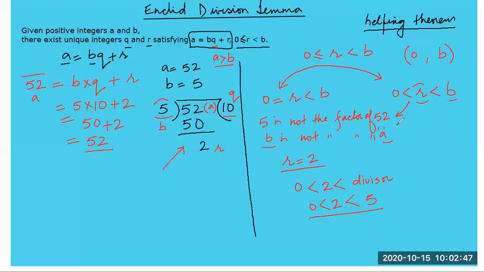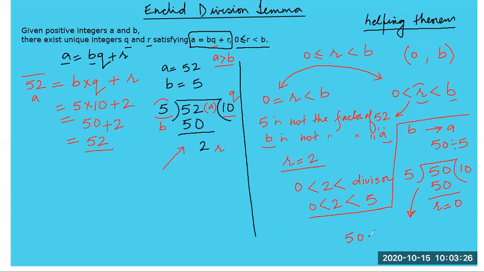Okay. The second case, students, is when b is a factor of a. We can take a simple example. We can divide 50 by 5. So I will put a inside, that is 50, and b outside, the divisor 5. I will simply get 5 tens are 50. Now in this case, what is the remainder? r is 0.